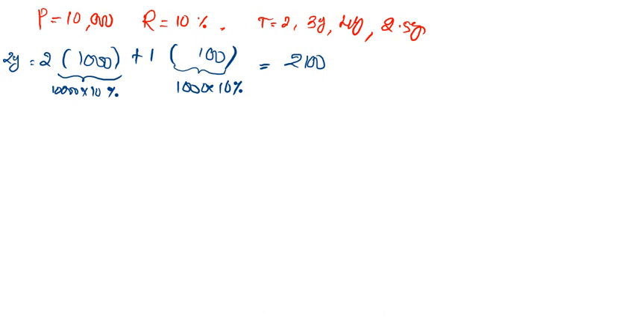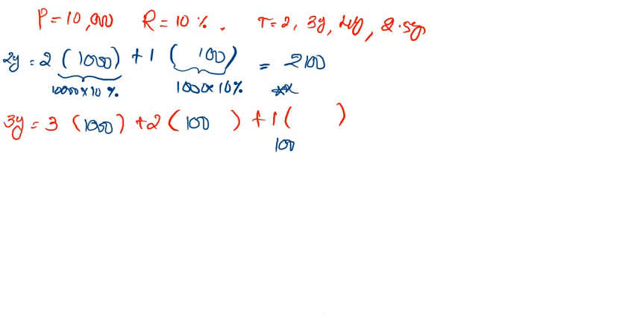Clear? Then for the third year, let's see. 3 into box plus 2 into box plus 1 into box. The first box is again 10,000 of 10%, which is 1000. The second box is 1000 of 10%, which is 100. But this box is very, very important: 100 plus 100 of 10%, which is 110. Now that is 3000 plus 200 plus 110. The compound interest will become 3310.